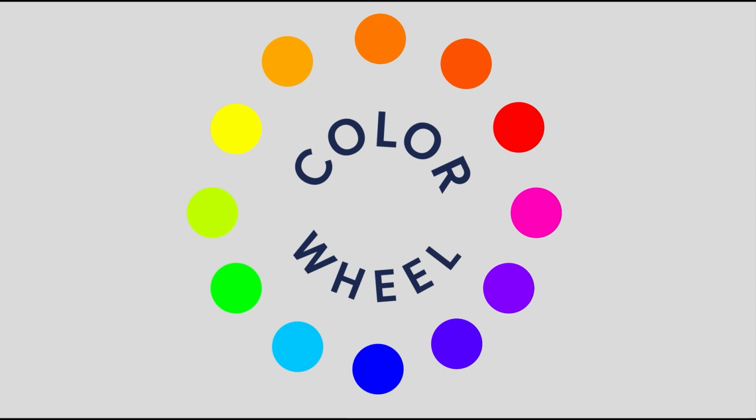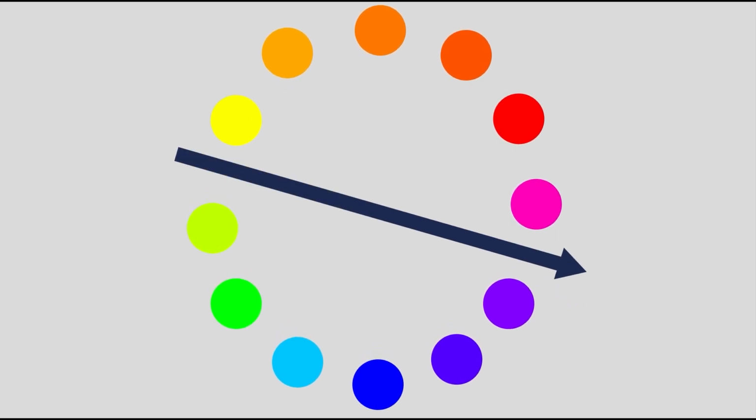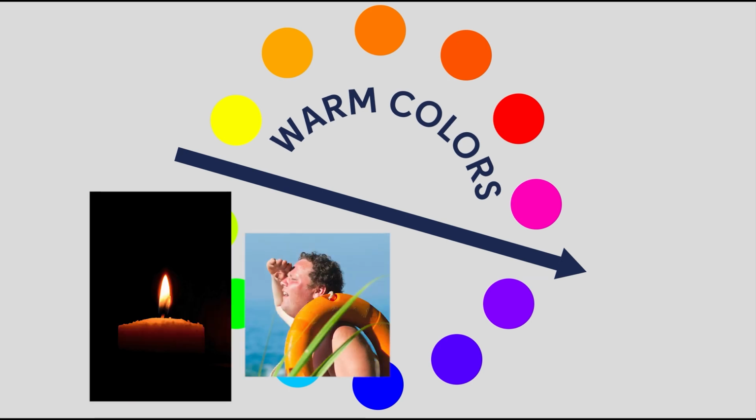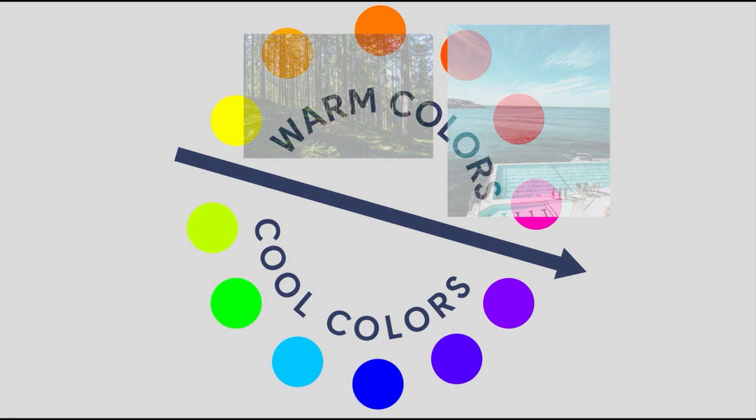Notice how I've situated these colors around a circle? This diagram is called a color wheel, and it's a great tool to use when deciding what colors to use in your images. We can divide the color wheel into two halves, with the color range from red to yellow on one side and the range from green to purple on the other. The red to yellow range is called the warm colors, reminiscent of firelight and sunburn. The green to purple range is called the cool colors, reminiscent of water and shady forests.